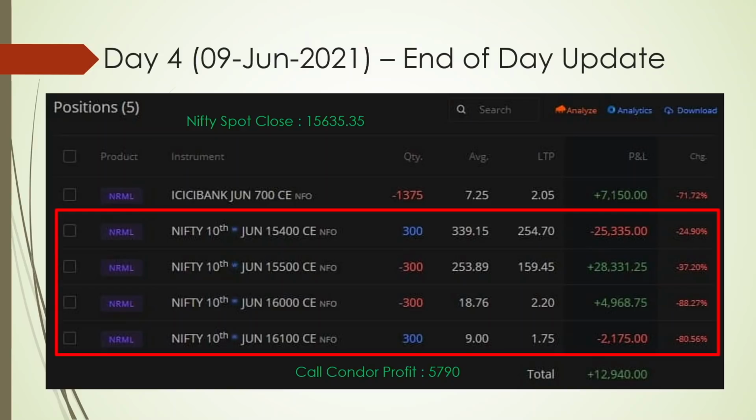I don't even have to touch the call condor. When it expires, let it expire. It is like exchange settlement, because the out of the money options will be zero, so no need to worry. The in the money options will be squared off, settled by the exchange against the spot. Let's see what happens tomorrow.